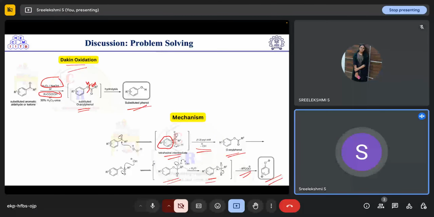So this is known as Dakin oxidation. This is also a rearrangement reaction involving 1,2 migration utilizing the oxygen center.